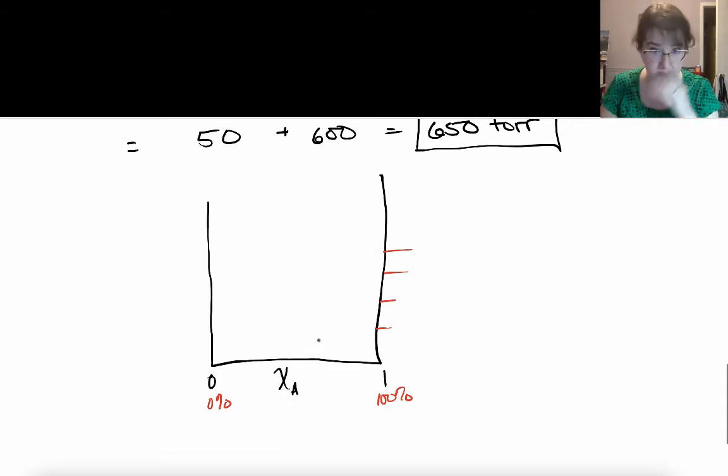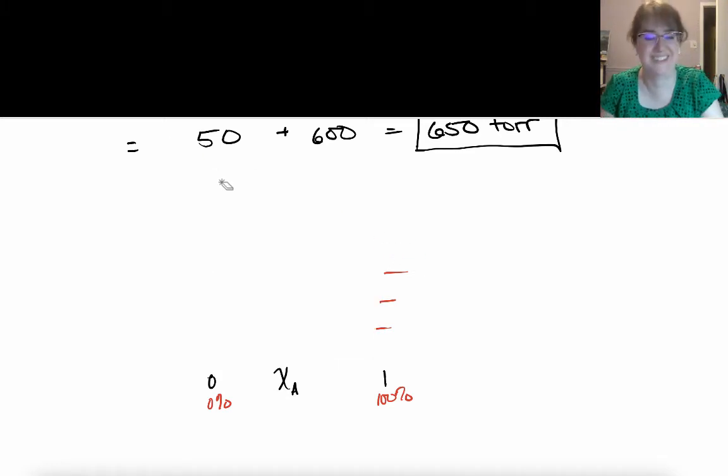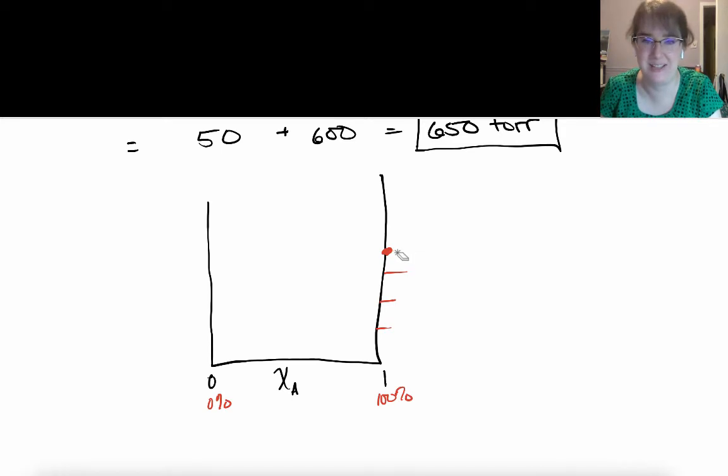So if I had all A, if A was the only thing that I had, I would, whoopsies, sorry. That happens to me, by the way, in class too. I'm like, let me just erase a little bit. Oh, I did not erase a little bit. There we go. So we're actually going to say that this down here is 200 torr.